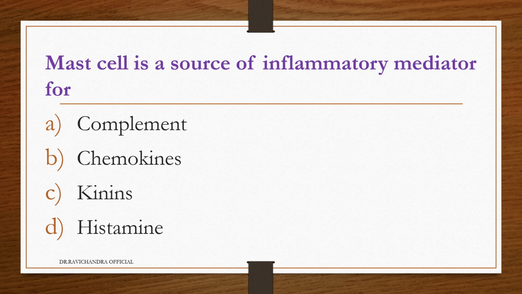Mast cell is a source of inflammatory mediator: option A, complement; option B, chemokines; option C, kinins; option D, histamine. The correct answer is histamine. Mast cells are a type of immune cells that play a key role in inflammatory reactions. They are a rich source of histamine, which is a potent inflammatory mediator, and it will cause vasodilatation, increased vascular permeability, and smooth muscle contraction. Mast cells can also produce other inflammatory mediators such as chemokines and cytokines, but histamine is their most characteristic and abundant product.